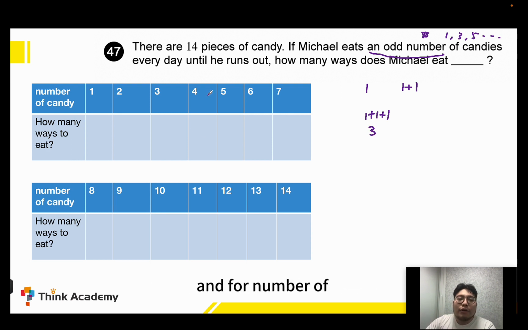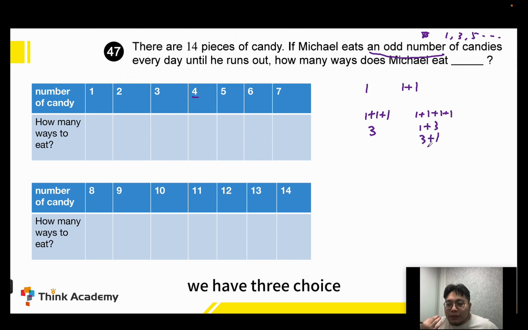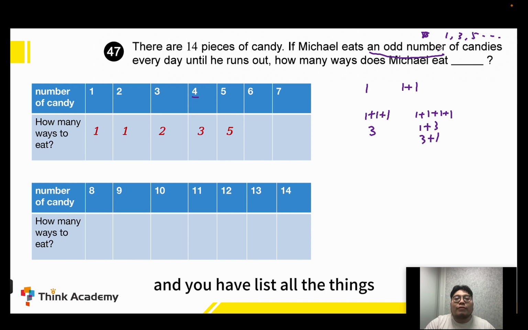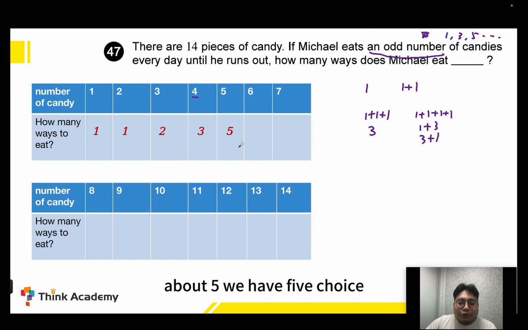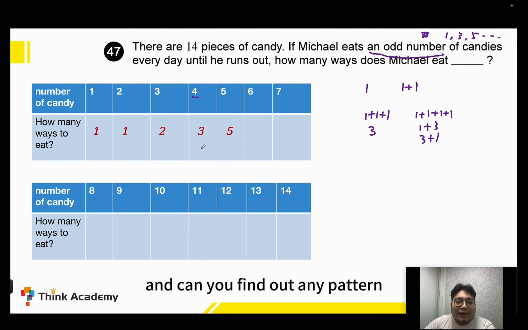And for 4, how many choices? 1 plus 1 plus 1 plus 1, 1 plus 3, 3 plus 1. Actually we have 3 choices, and you have listed all the things. For 5, we have 5 choices. And can you find any pattern?